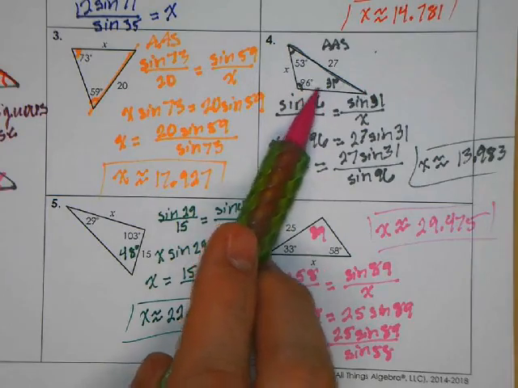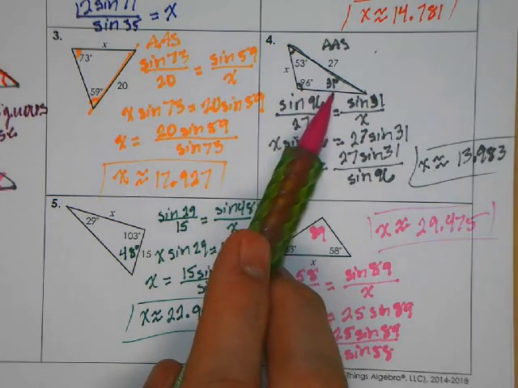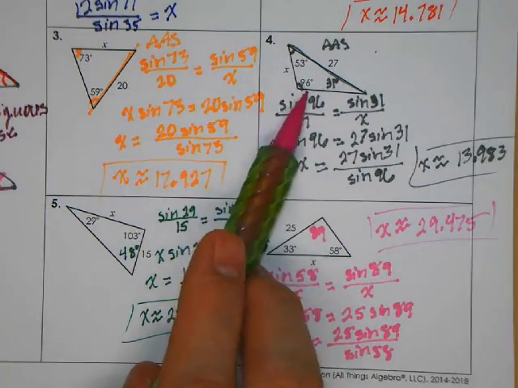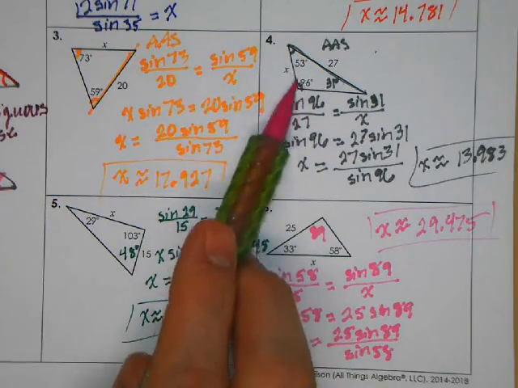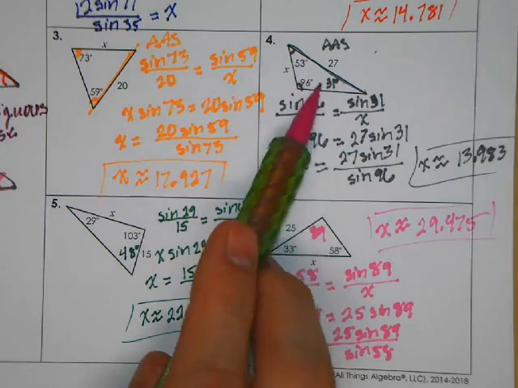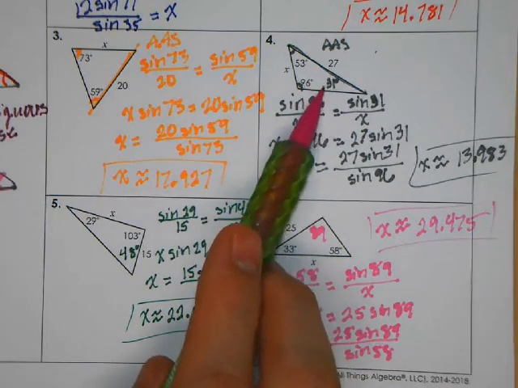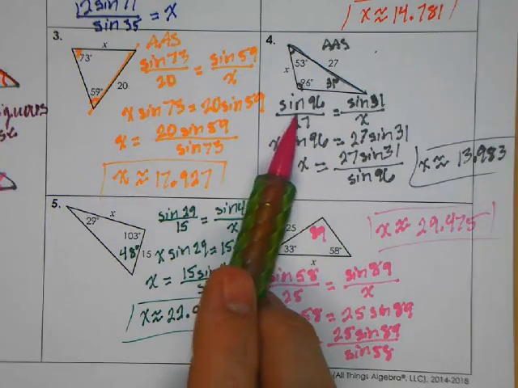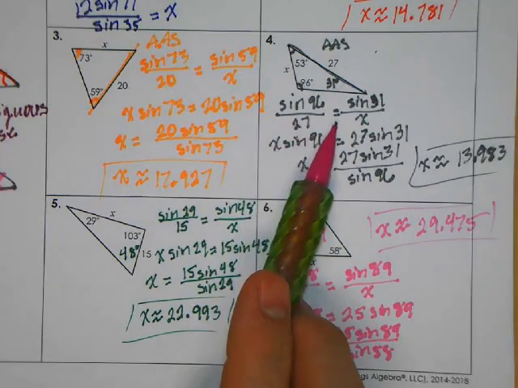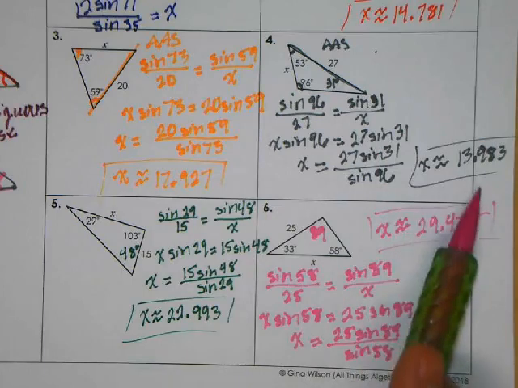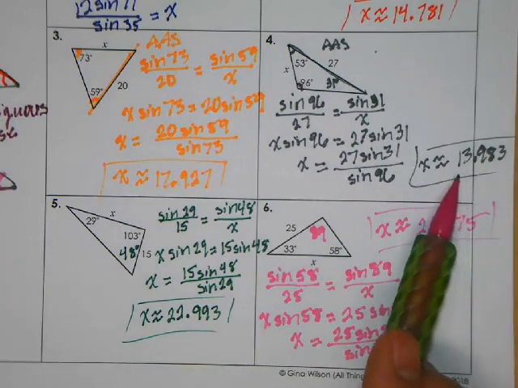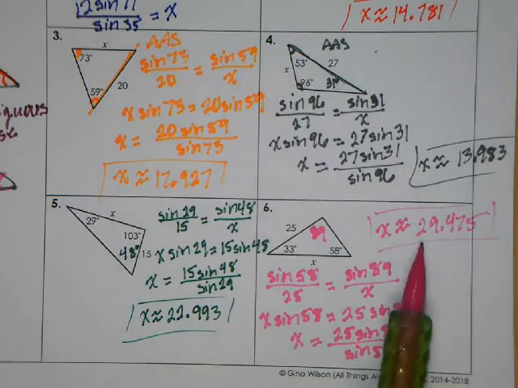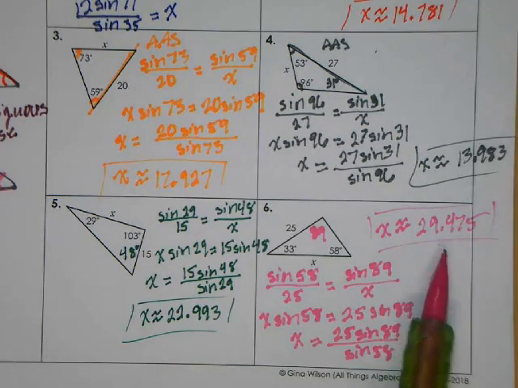But we can find that with the triangle sum theorem, where we say that the sum of the three angles has to be 180. So we take these two numbers and subtract them from 180, and we get a 31-degree angle here. And that's how we're able to set up our proportion of sine of 96 over 27 is equal to sine of 31 over x. And then solving for x in this case gives us just under 14. Here we get just under 23, and here we get about 29.5.